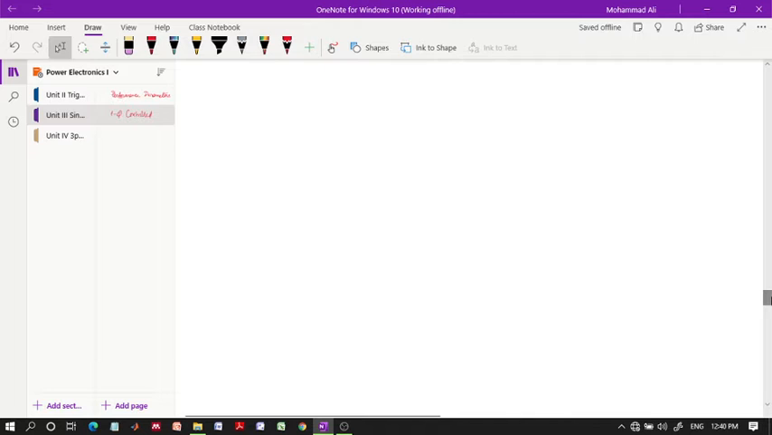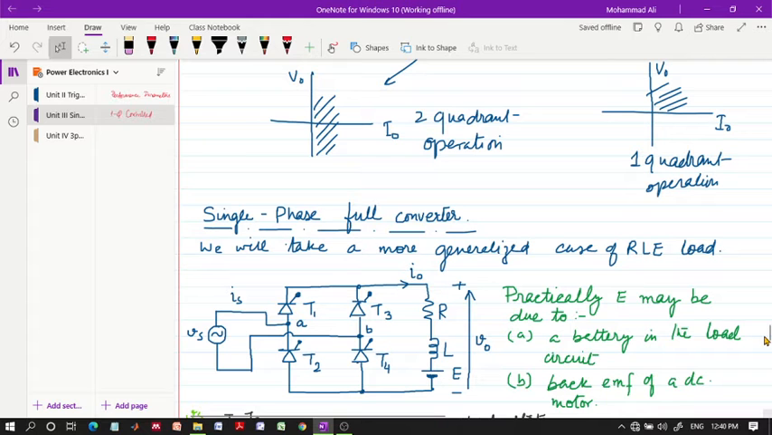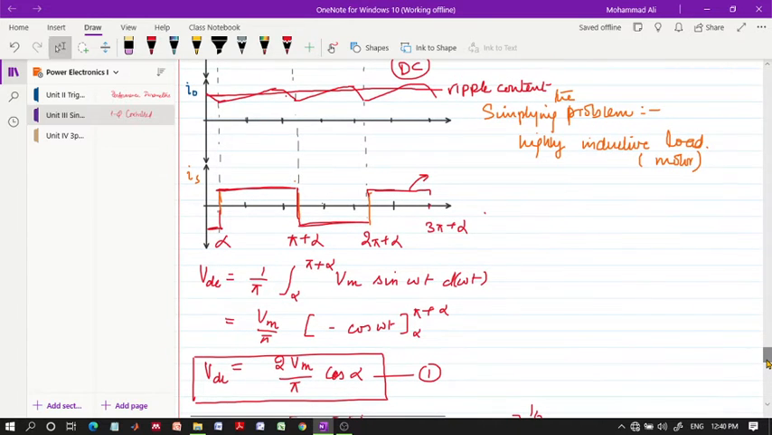Now coming to the load current portion. Sorry, let us see what was our load current. It was a square wave in nature, right? This one. So what we are going to do is the Fourier analysis of this source current, and it is from alpha to pi plus alpha, it is I. From pi plus alpha to 2 pi plus alpha, it is minus of I.